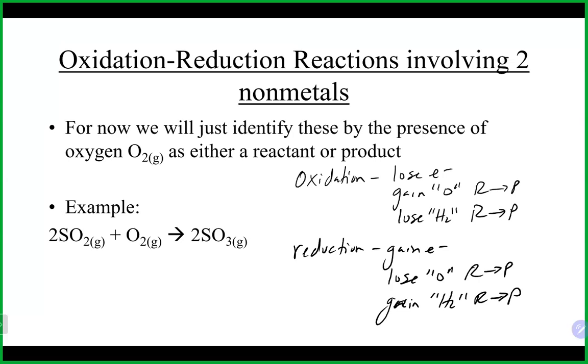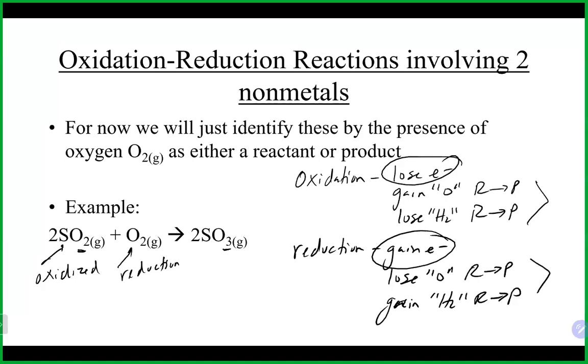So if we take a look over here, when we look at the sulfur, it had 2 oxygens and gets 1 more oxygen. So the sulfur here gets oxidized. And obviously by default, the oxygen gets reduced, or goes through reduction in this case. Again, we're just going to really focus on the electron aspect of it here. In OChem, or organic chemistry, you do a lot of the other 2 definitions of oxidation and reduction.